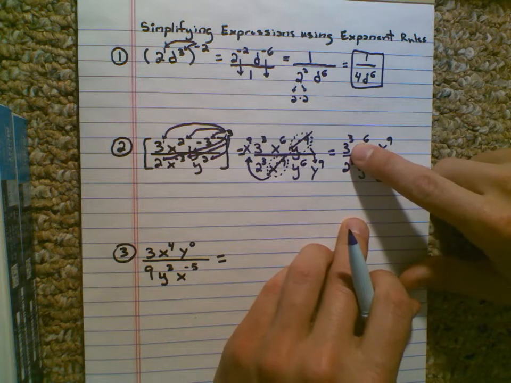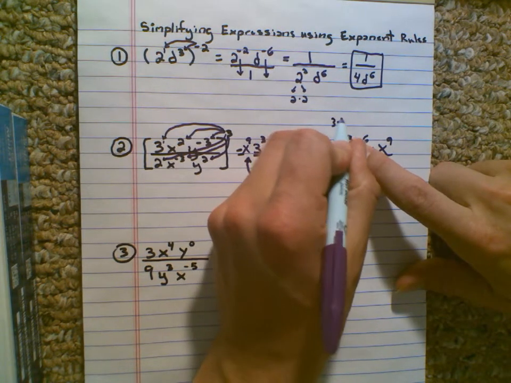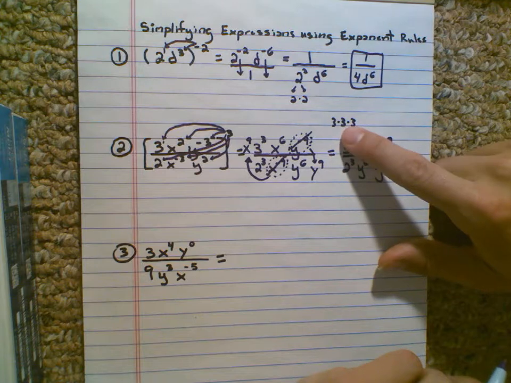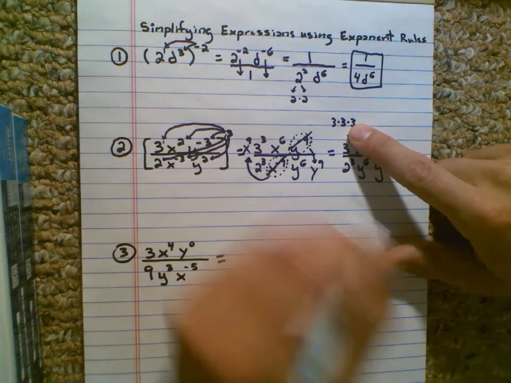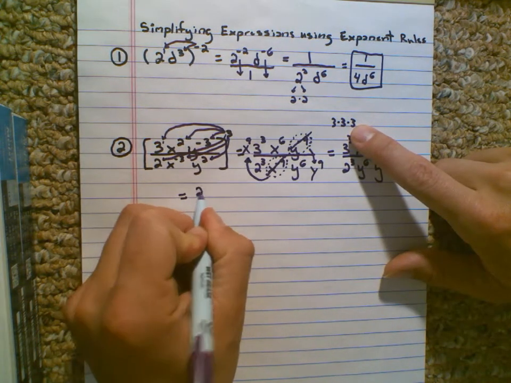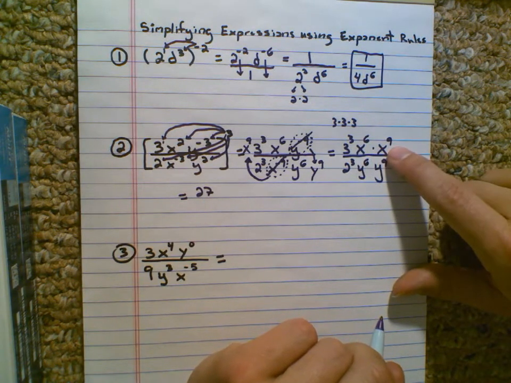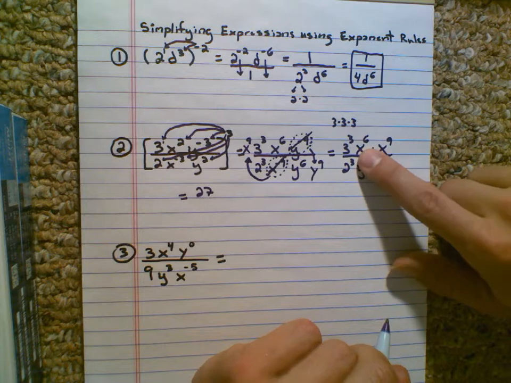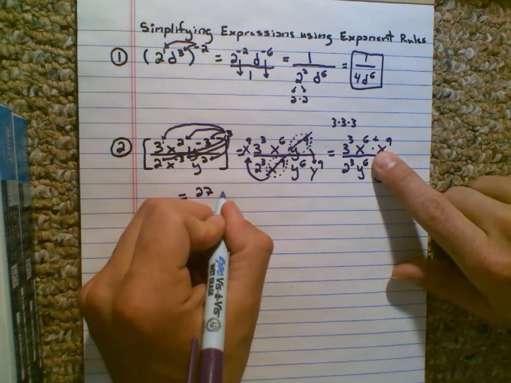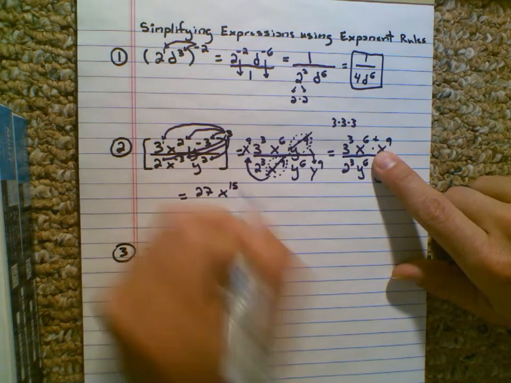Now, we still have more to simplify here. 3 to the third, well, that is 3 times 3 times 3. 3 times 3 is 9. If I multiply by another 3, I get 27. So 27 is on top. If I take x to the 6th times x to the ninth, remember anytime you multiply like bases, we add the exponents. So we get x to the 15th.